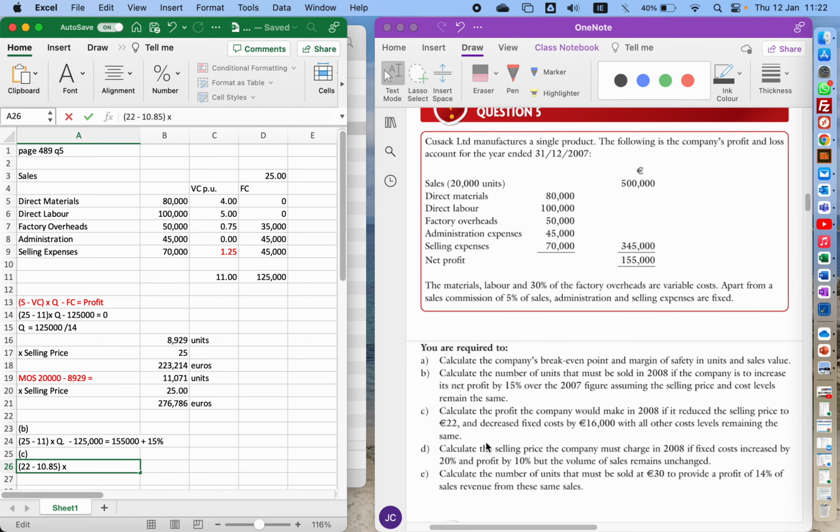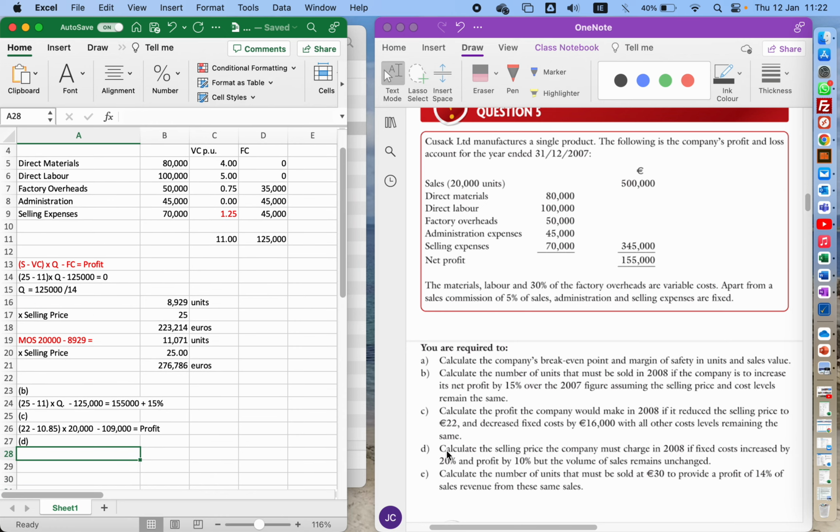So all of the cost levels are the same. It says nothing about changing the sales number, so the quantity is still going to be 20,000. Okay. Take away our fixed costs. We're going to decrease our fixed cost by 16. They're currently 125, so that means fixed cost becomes 109, equals profit. So work that out, and what's left over is profit. Okay. Next one. Move on to D.